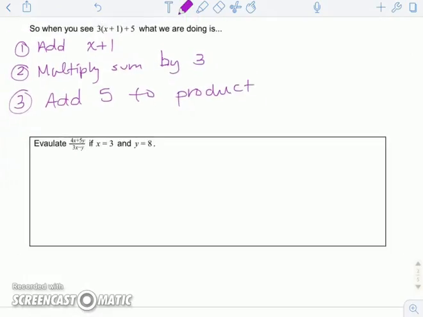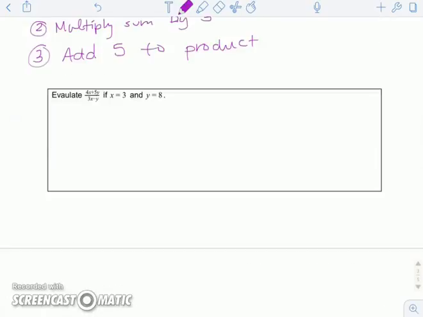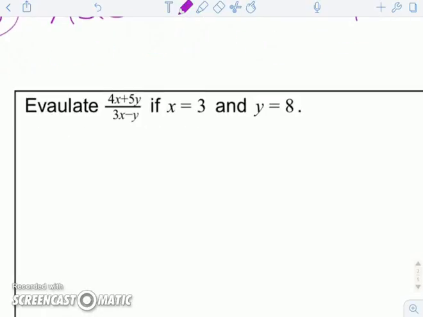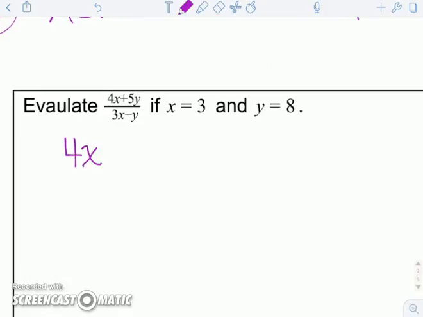Here's a more in-depth evaluation question. It says evaluate (5x plus y) over (3x minus y) if x is 3 and y is 8. So I'm going to get this one started for you guys, and you're going to finish it on your own. I'm going to copy my original.